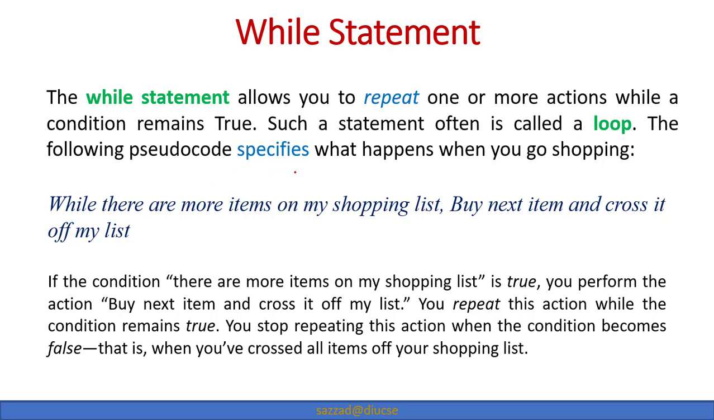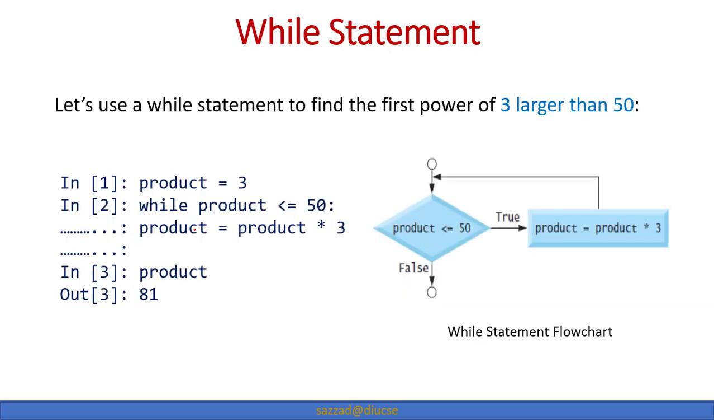The following pseudocode specifies what happens when you go shopping. While there are more items on your shopping list, buy the next item and cross it off your list. So that's how the while statement works. When an item is done, it can be removed, and until all the items on the shopping list are crossed off, it will be repeated over and over again.